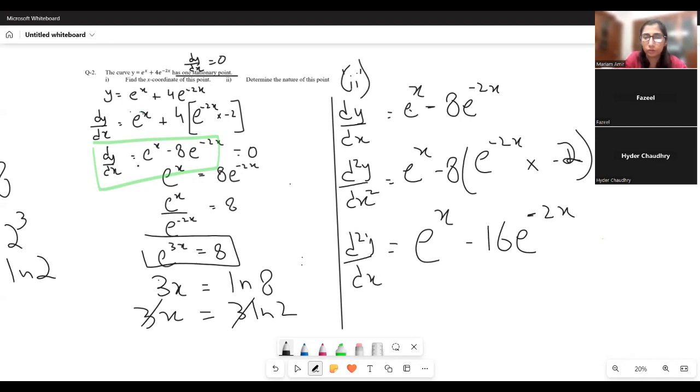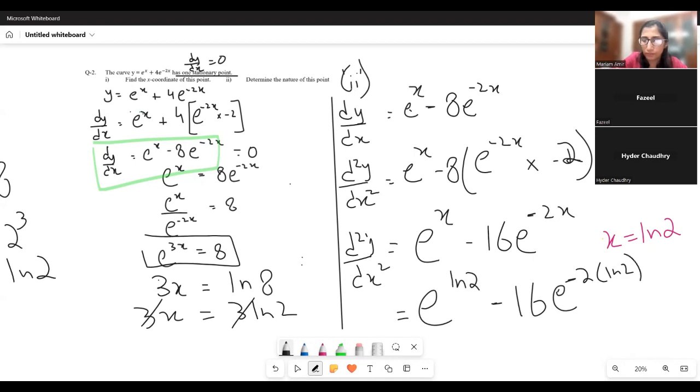You have to substitute x equals ln 2. When you do that, you have to tell me whether you get a positive answer or a negative answer. E power ln 2 comes... Ma'am, the exact value. Okay, that's right. They give 6. Let me check. Yes. So 6 is greater than 0. So minimum.